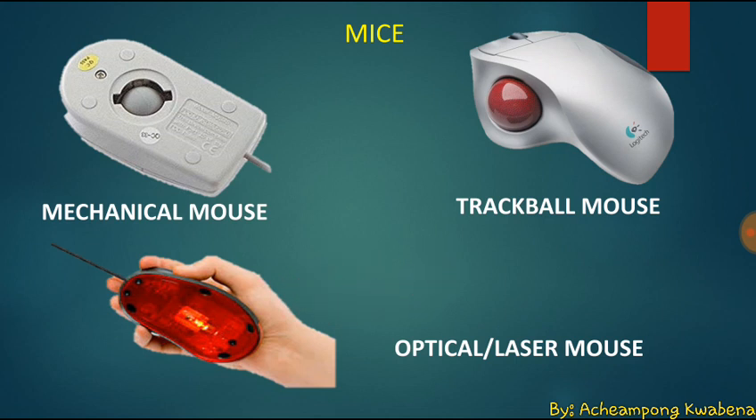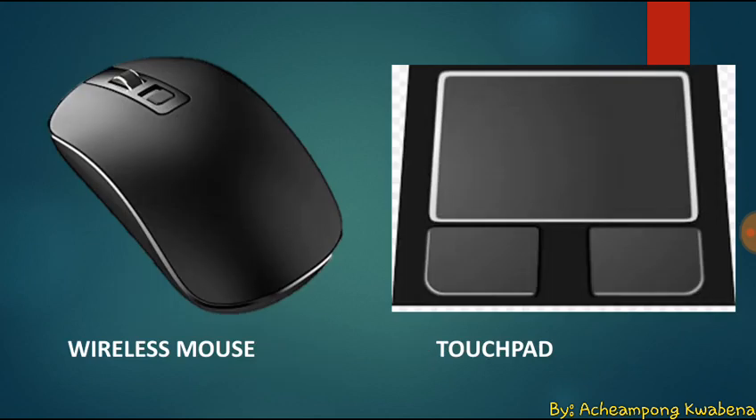Now let's go to the other types of mouse. We have this wireless mouse. A wireless mouse means a mouse that does not have a cord or a cable connected to it. It uses wireless technology to control the movement of the cursor, either by Bluetooth or Wi-Fi.